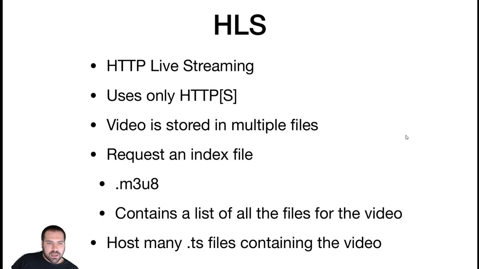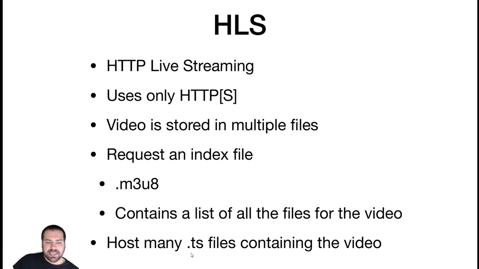But at any rate, with HLS, we're going to chop this video into multiple files. We're going to have one index file with a .m3u8 extension, and this index file is going to contain a list of all the files for this video. This is the file that the user will initially request. This is the entry point to the video. That gives them a list of all the files that they can request from our server to consume this video.